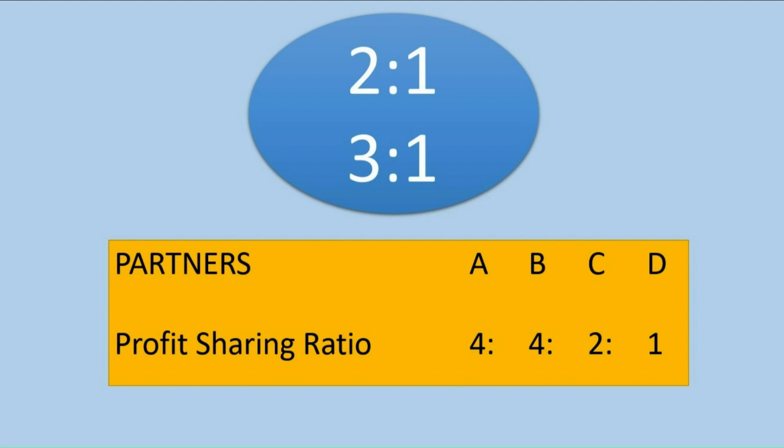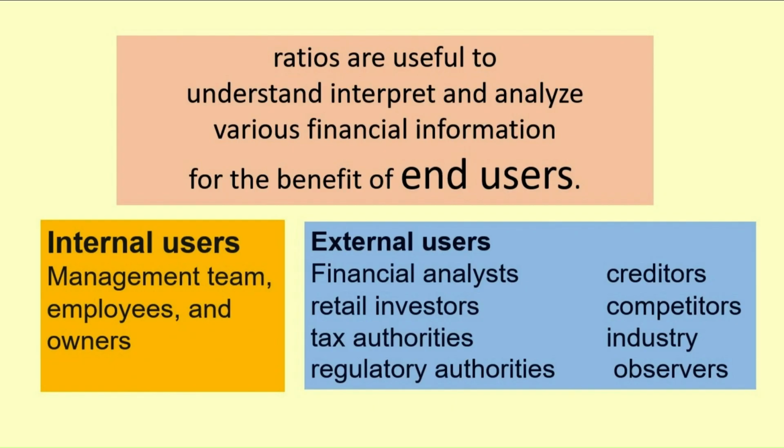Today we are going to learn about accounting ratios or financial ratios. These ratios are useful to understand, interpret, and analyze various financial information for the benefit of end users. These can be internal users or external users. Internal users are management team, employees, and owners, etc. External users are financial analysts, retail investors, creditors, competitors, tax authorities, regulatory authorities, and industry observers, etc.